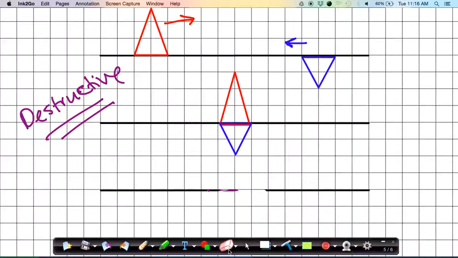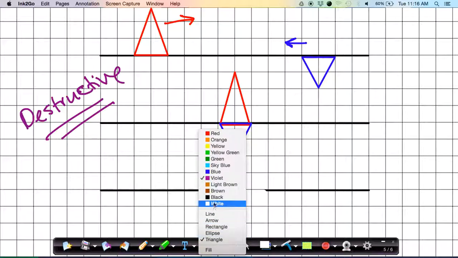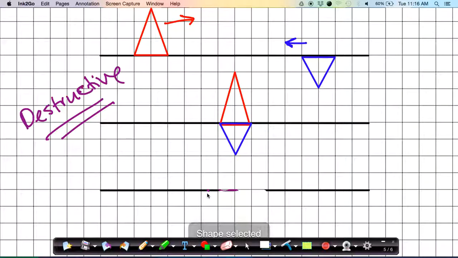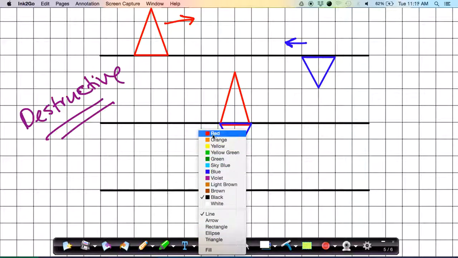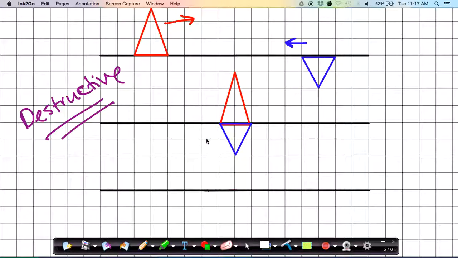So the waves are moving toward each other. They're going to meet in the middle and interfere. But then after they meet and interfere, they're going to keep moving in their original direction with their original amplitude. So let's say this is more time having elapsed. Let's say 3 more seconds have elapsed. So my red triangle is now going to be 3 more boxes over here.